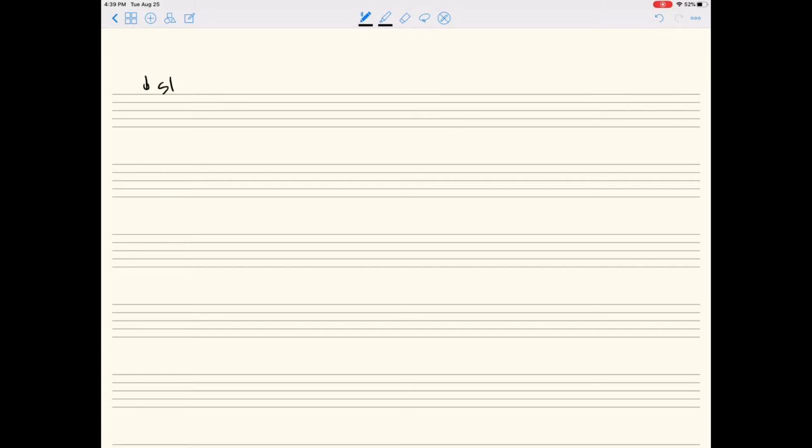This is called a staff. A staff is 5 lines, count them, 1, 2, 3, 4, 5, and 4 spaces, 1, 2, 3, 4. This is what we write our musical notation on. So what we do with the staff is we put different clefs on it.